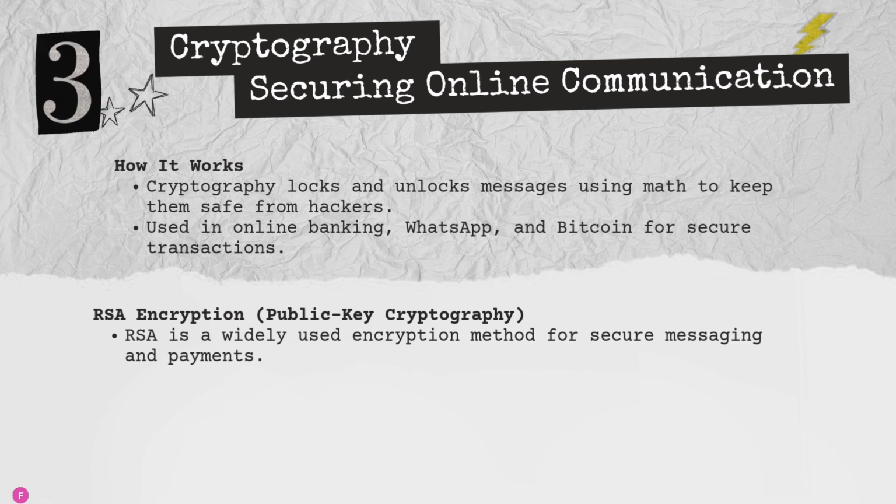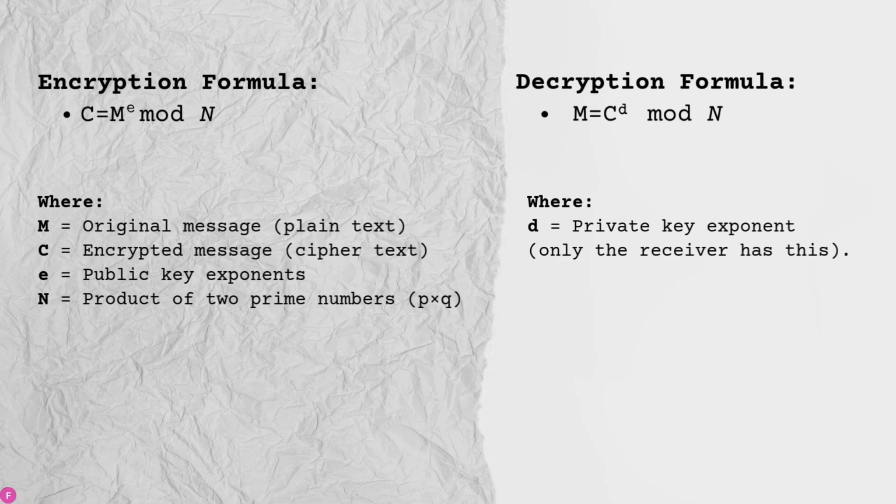RSA encryption secures messaging and online payment by using 2 keys. The first key is a public key for encryption, shared with everyone, and the second is a private key for decryption, kept secret by the receiver. This method ensures that only the intended recipient can read the message, making it nearly impossible for hackers to intercept and decode the information. Now let's explore the mathematical formula behind RSA encryption.